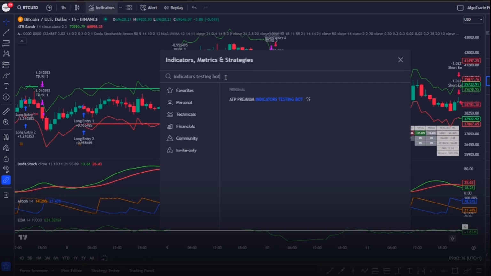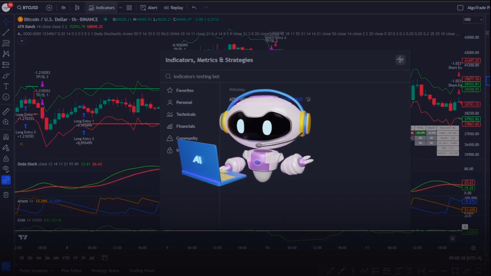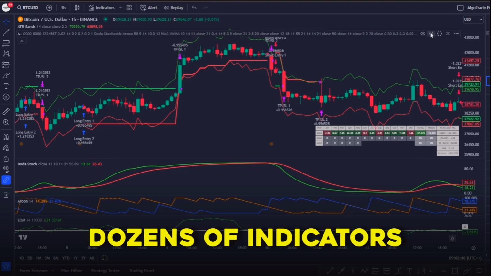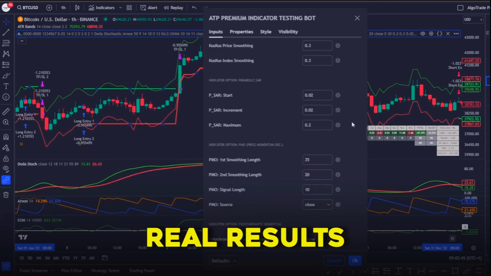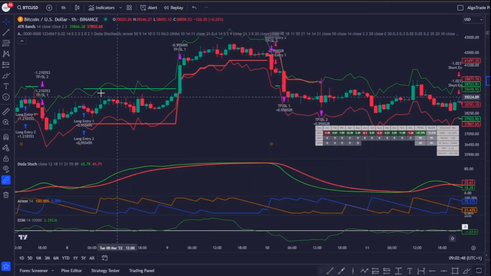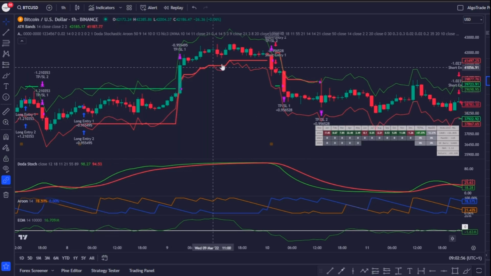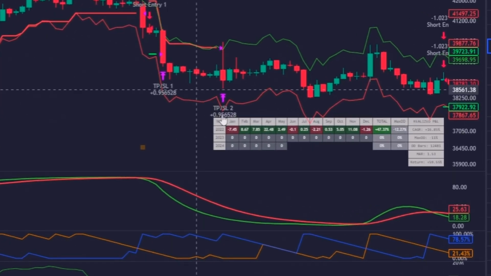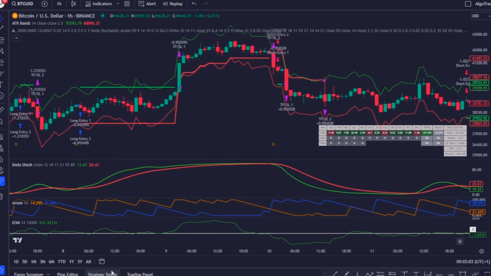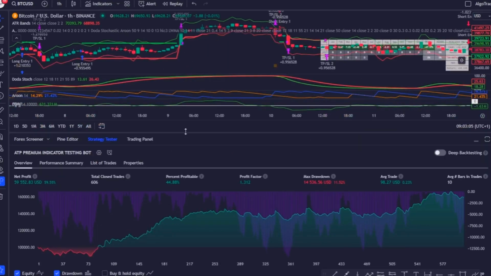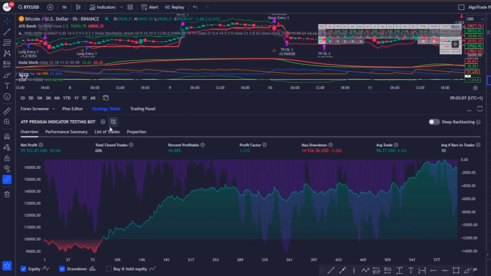In my case, as usual, I will use my indicators testing bot, which allows me to test dozens of indicators with various functions in seconds and with real results. After defining the indicators and settings to use, this tool inserts all the trades on my chart, including their respective stop losses, take profits and even trailing stop losses. Then it creates a table where I can analyze the monthly results, and in the Strategy Tester tab, it shows me the overall performance of the strategy.